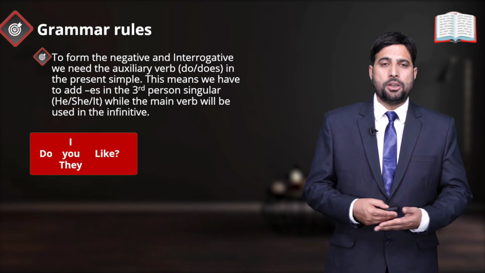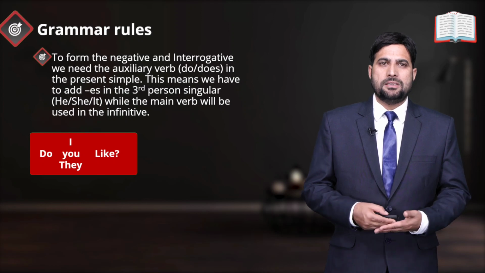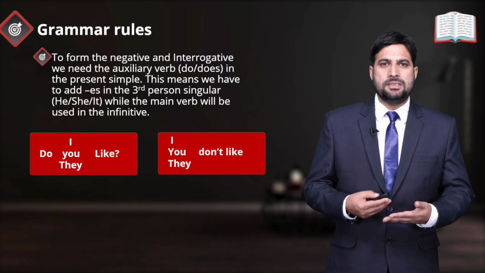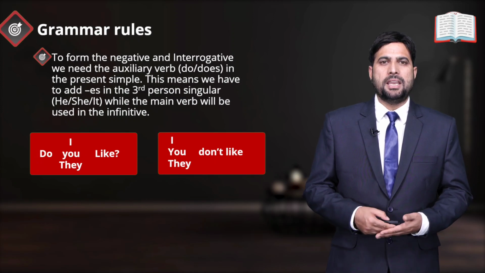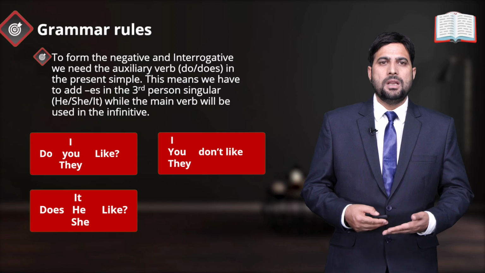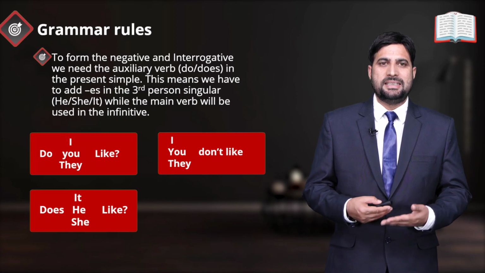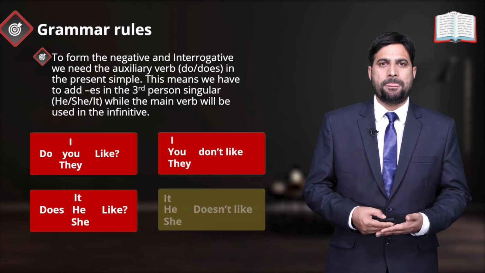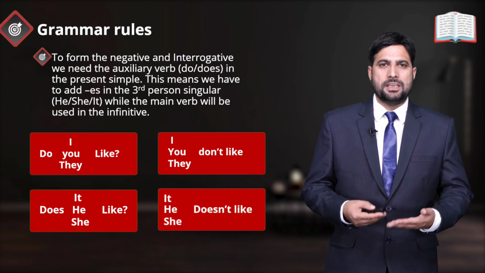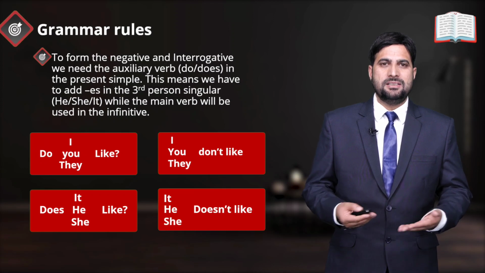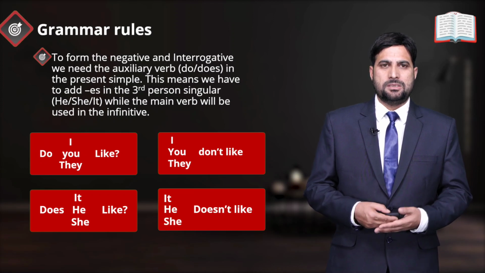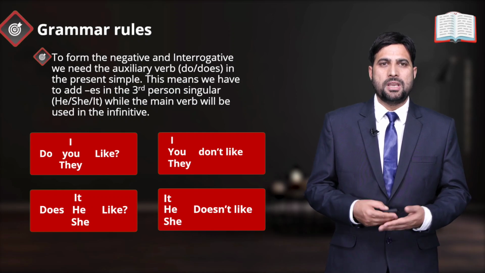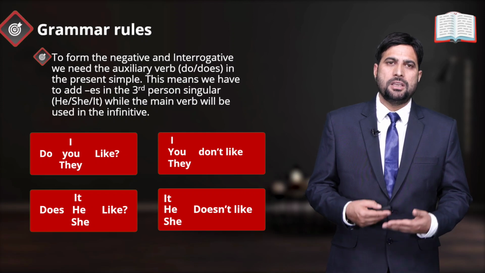Now see here in the interrogative sentences, do I like, do you like, do they like? In negative sentence, I don't like, you don't like, they don't like. Now see with the third person singulars, does it like, does he like, does she like? And again in negative, it doesn't like, he doesn't like, she doesn't like. So here with it, he, she, does has been used, and do is used with I, you, they.